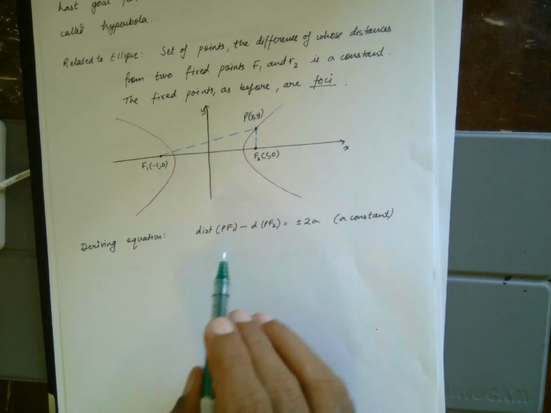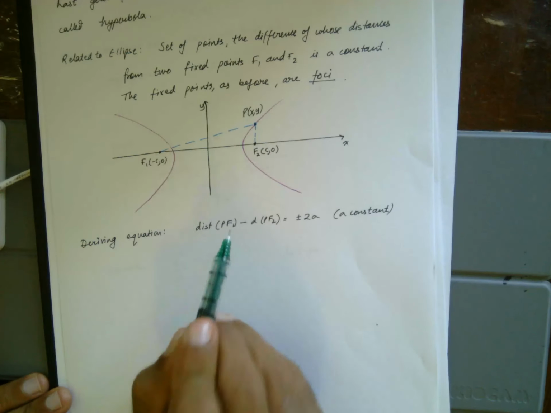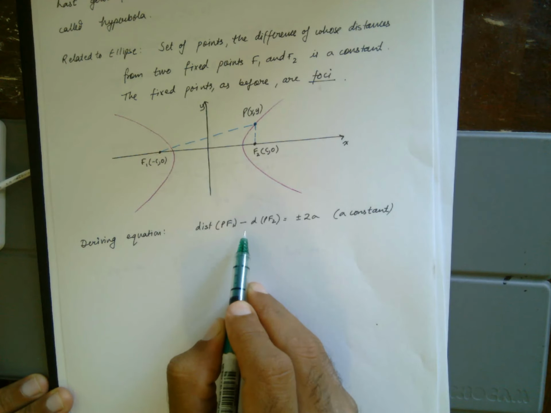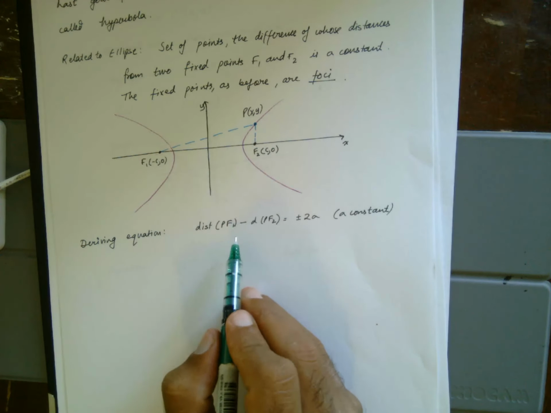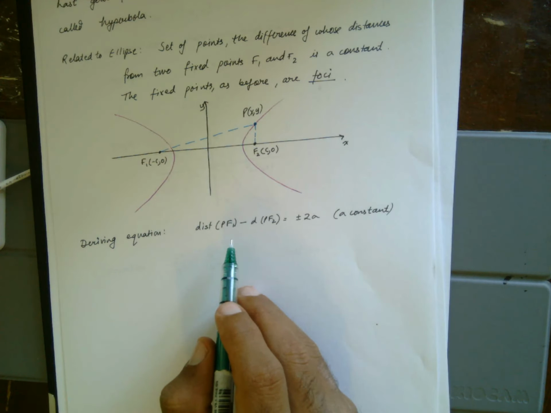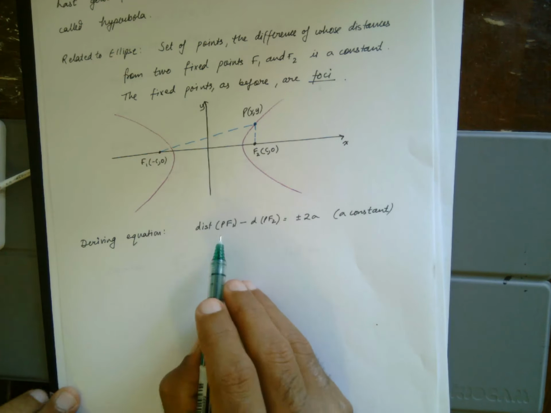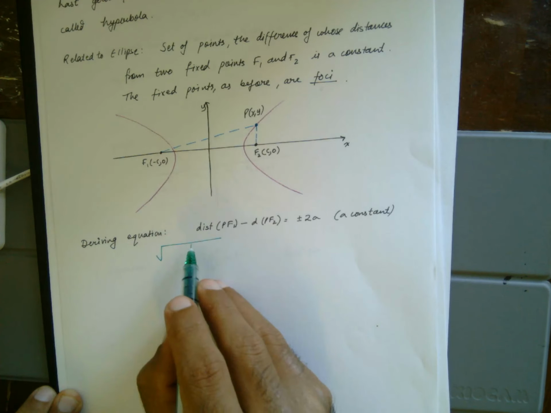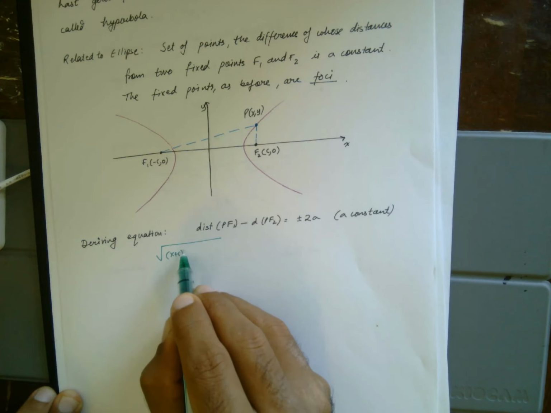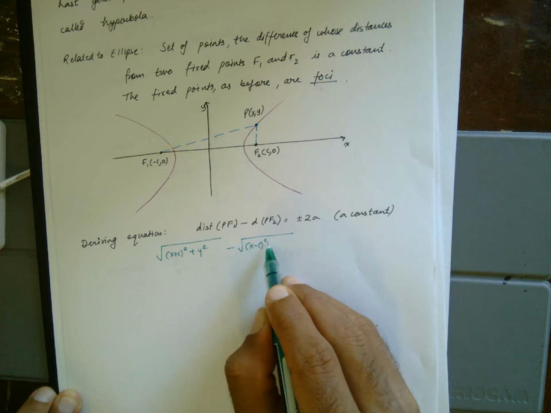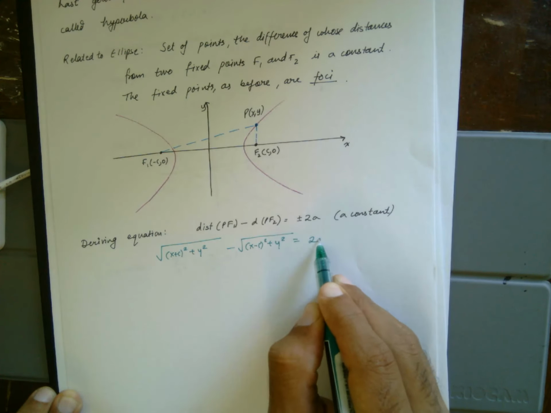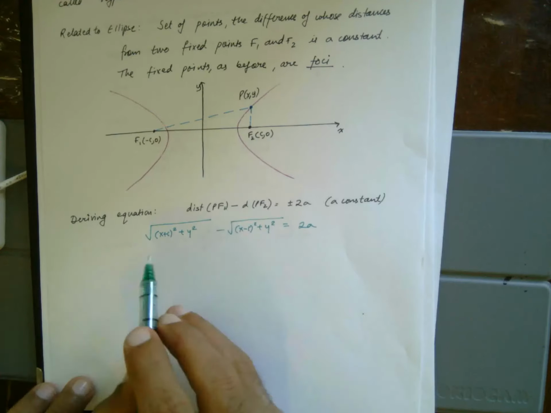Let's derive the equation. Again, it's going to be very much similar to the ellipse. The only difference being, instead of a plus, we have a minus here. So let's start with the distance. That's going to be the square root of (x plus c) squared plus y squared, minus the square root of (x minus c) squared plus y squared. Once again, we choose 2a, just like in an ellipse.